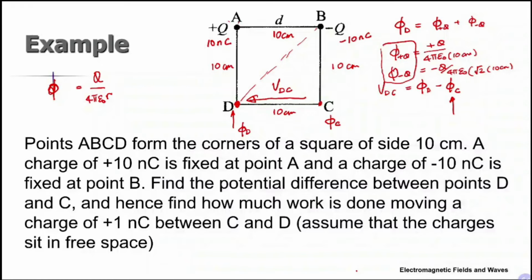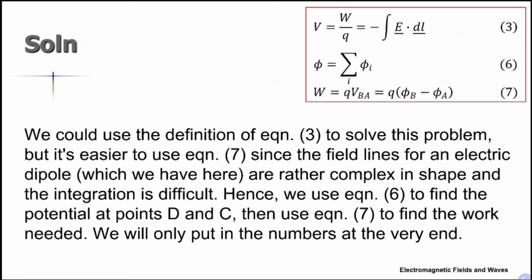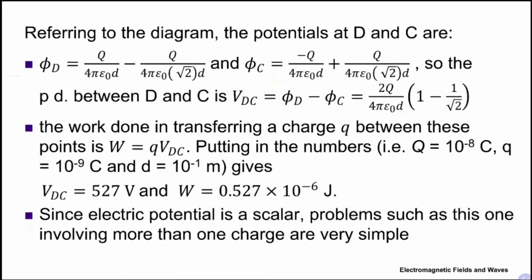And then if you can find VDC, then the next part is to find how much work is done moving a charge of 1 nanocoulomb between C and D. Okay, that's simply multiplying VDC with 1 nanocoulomb, assuming the charge is sitting in free space. Okay, so this is the solution.